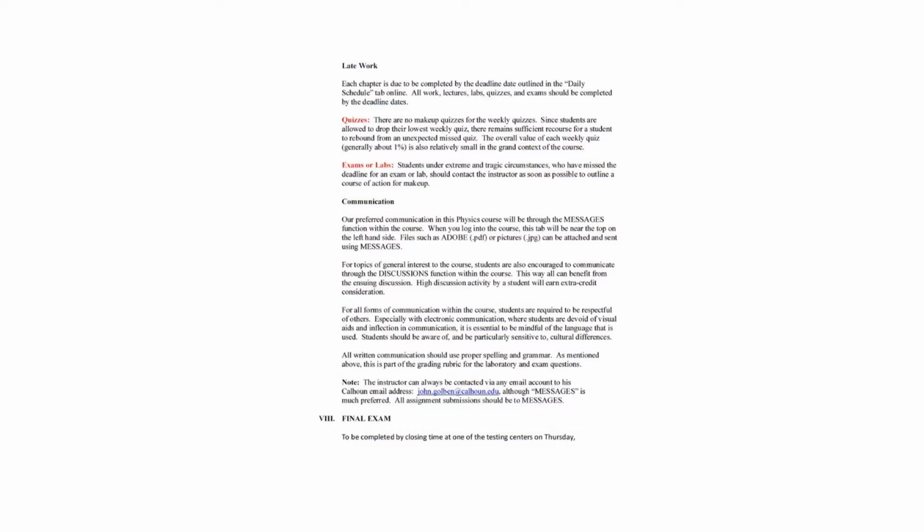Quizzes. There are no makeup quizzes for the weekly quizzes. Since students are allowed to drop their lowest weekly quiz, there remains sufficient recourse for a student to rebound from an unexpected missed quiz. The overall value of each weekly quiz, which is generally about 1%, is also relatively small in the grand context of the course.